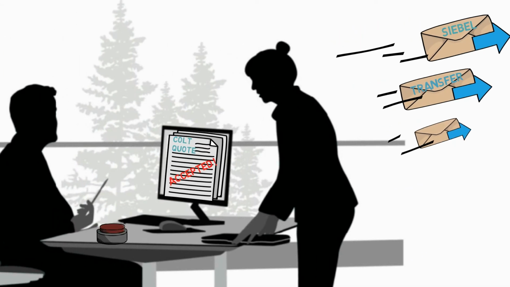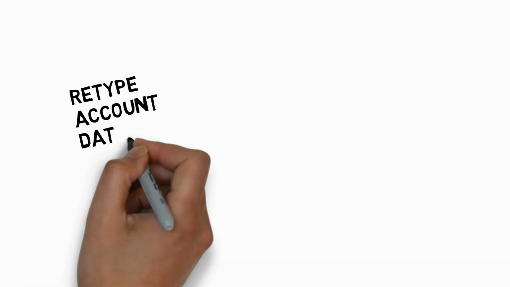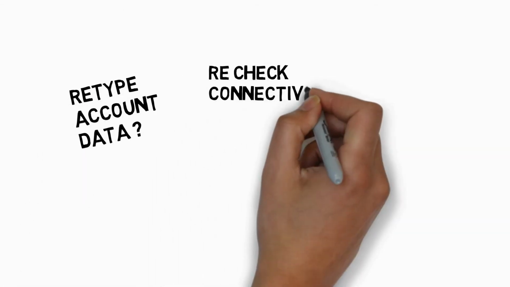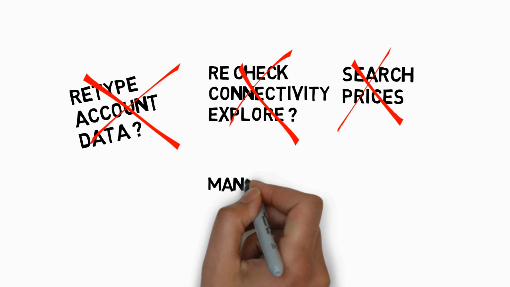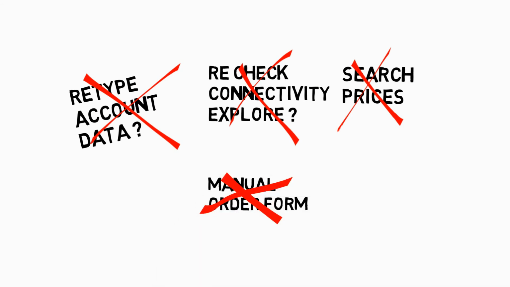So you're telling me I don't need to rekey account data, go separately into Explore to check connectivity, or hop between different price books to get prices? Not anymore. And I don't have to manually fill out an order form either? No. That's great.